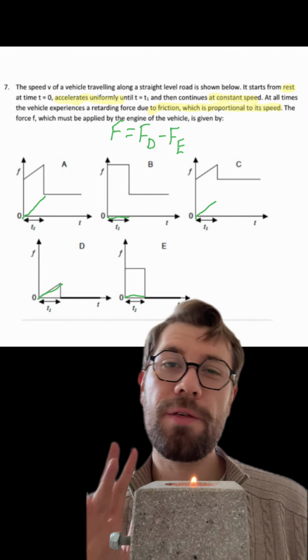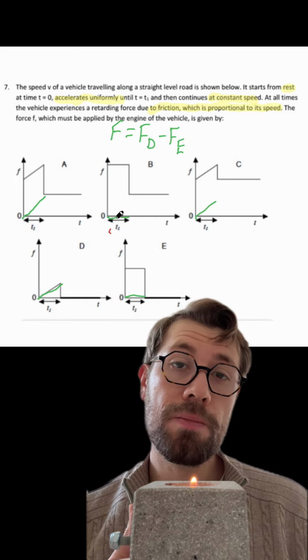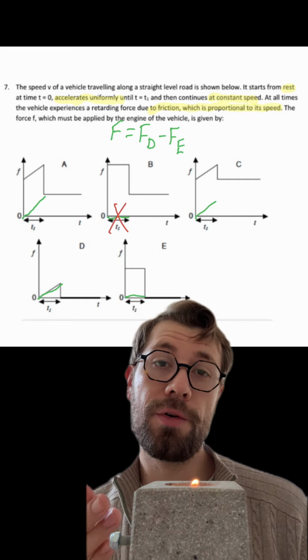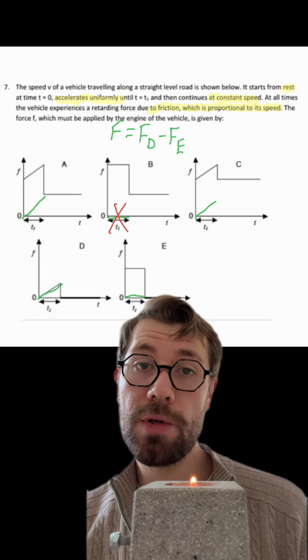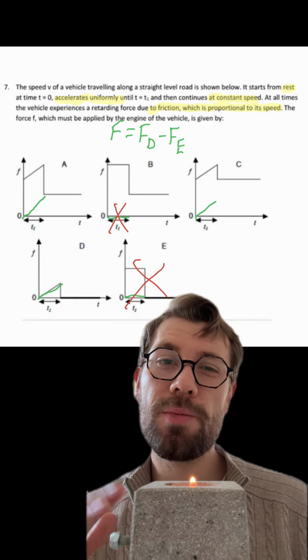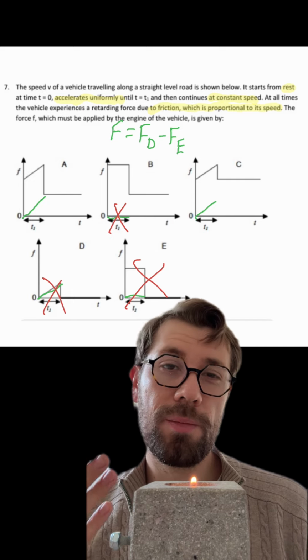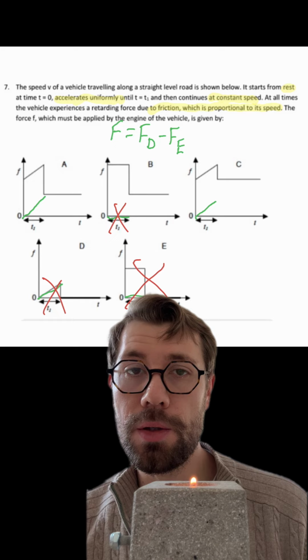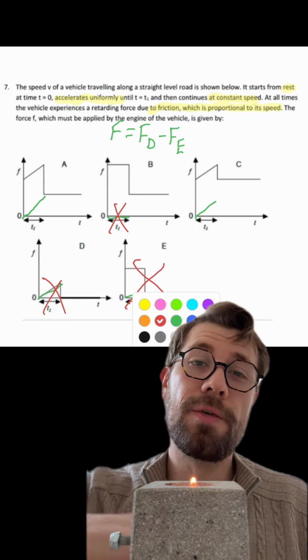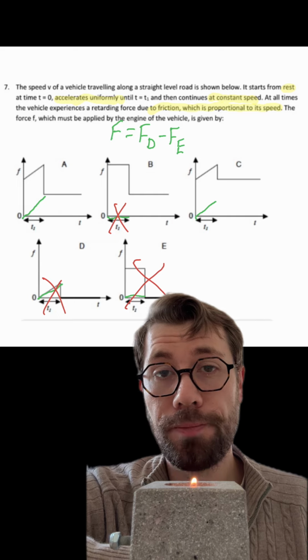So if we draw these graphs, some don't work out. That's because if you look at B, it doesn't increase. And we know the frictional force is going to increase because the speed is going to increase. And the same with E. And if you look at D, we can see the difference between the two lines is zero. And that doesn't work out because we know our resultant force must be above zero to have acceleration. So we're just left with A and C. And we've got to try and figure out which one it is.